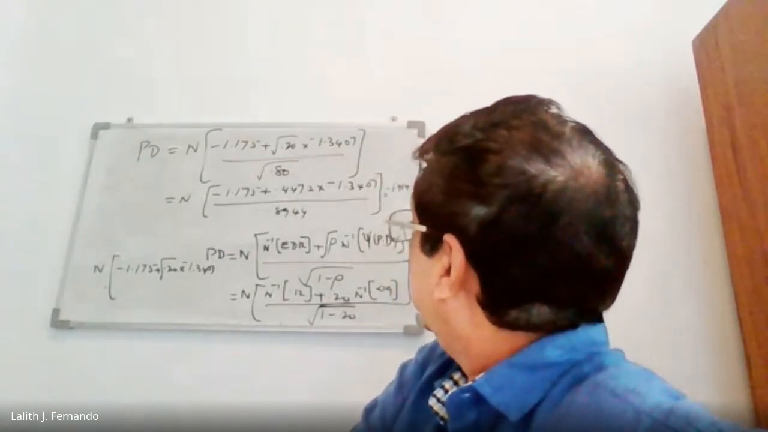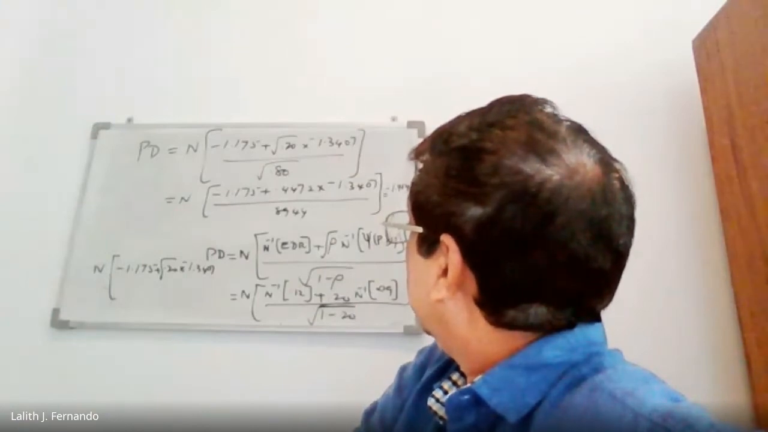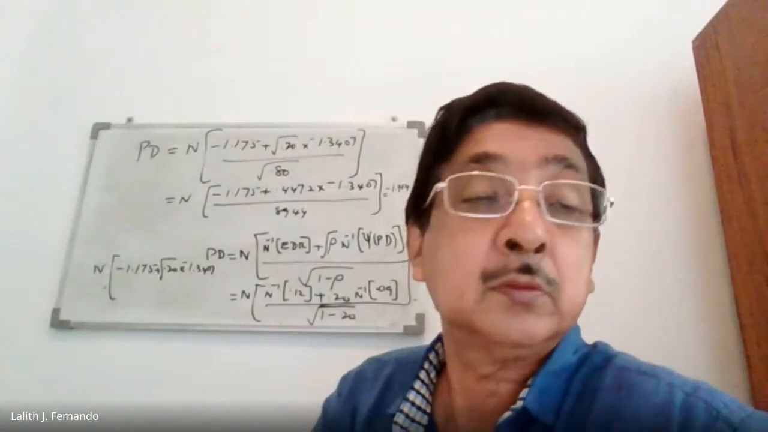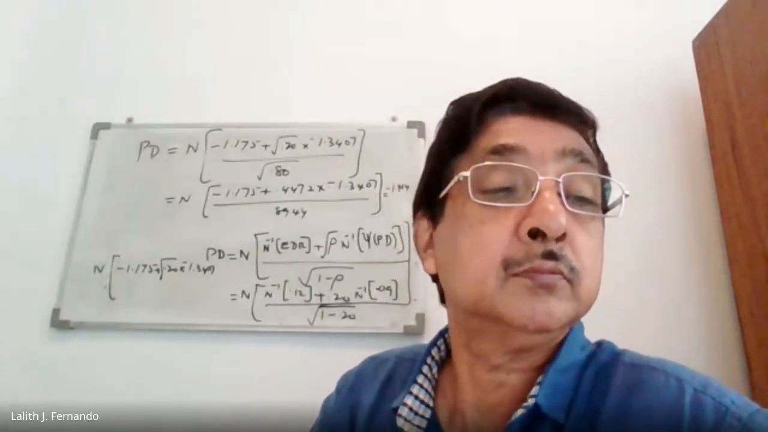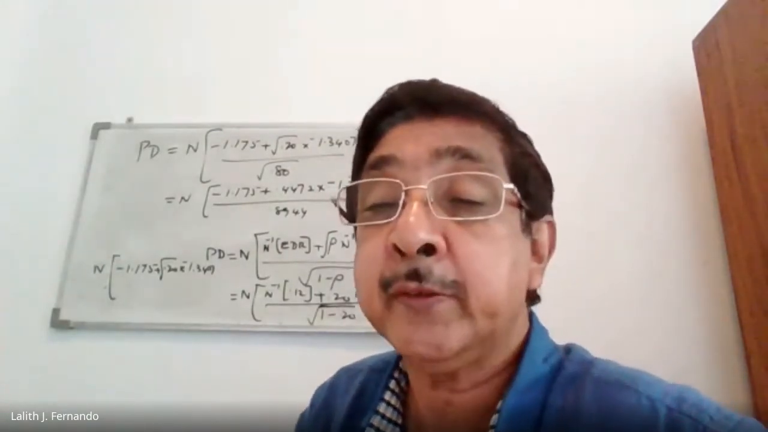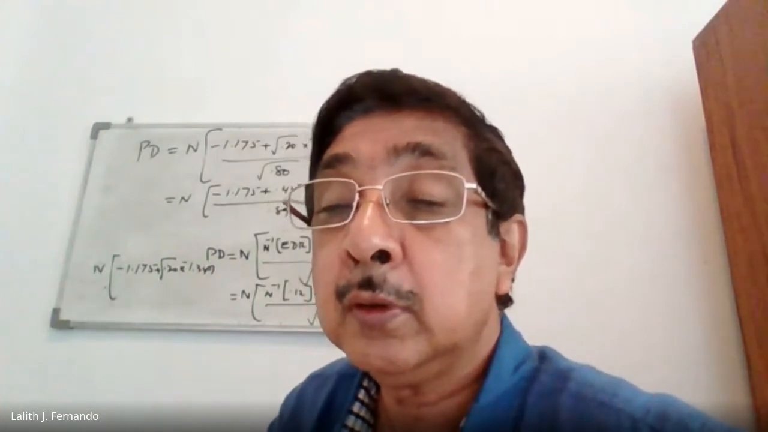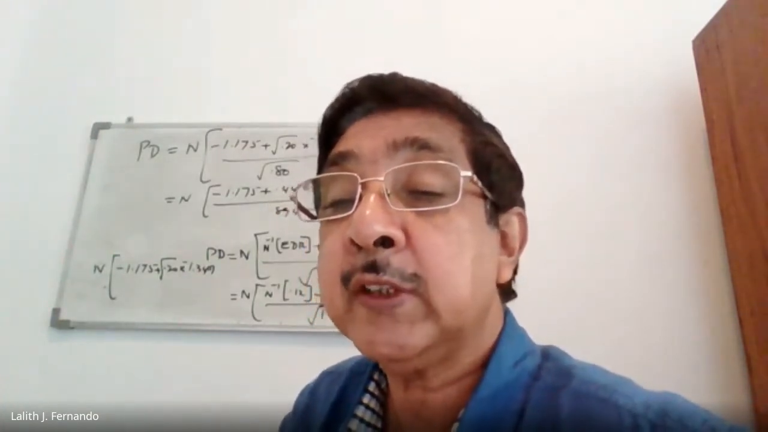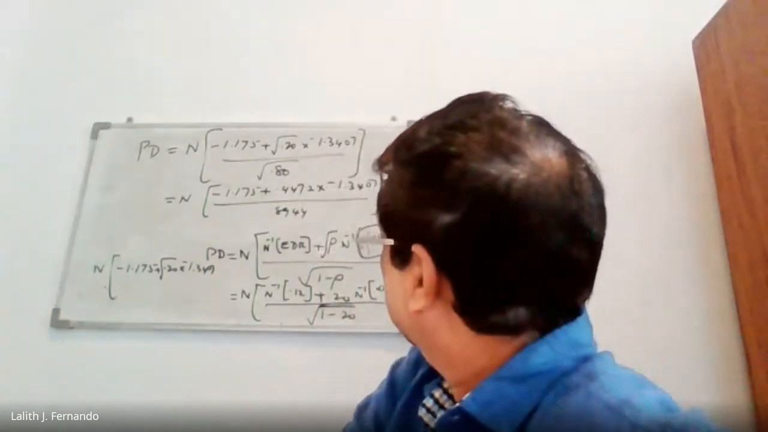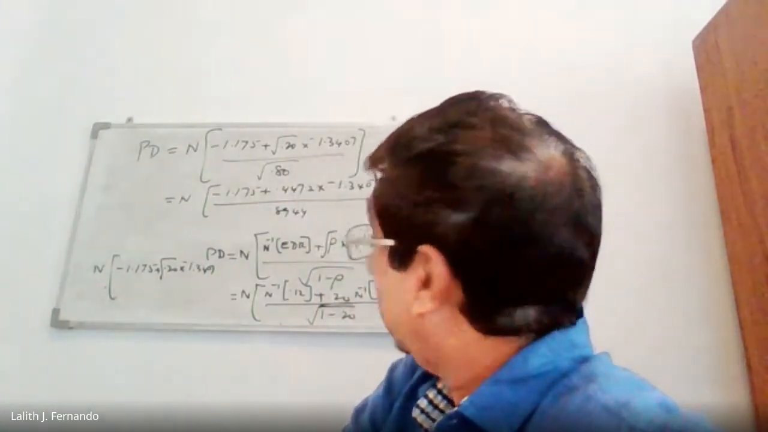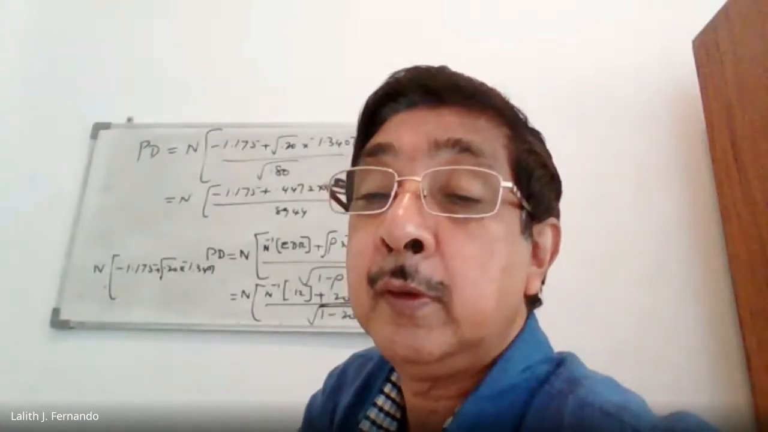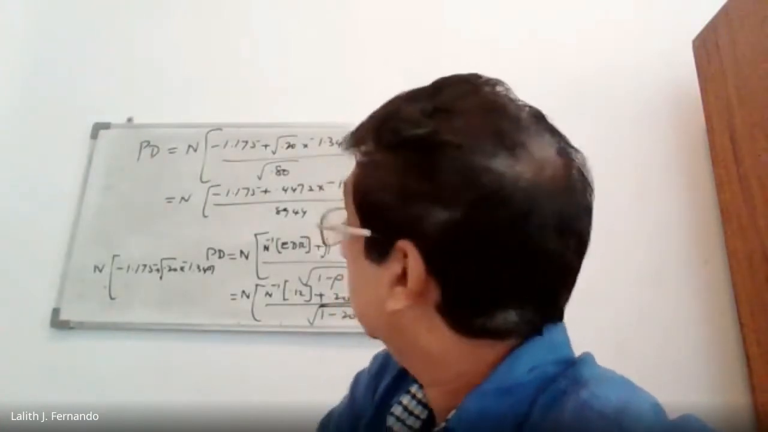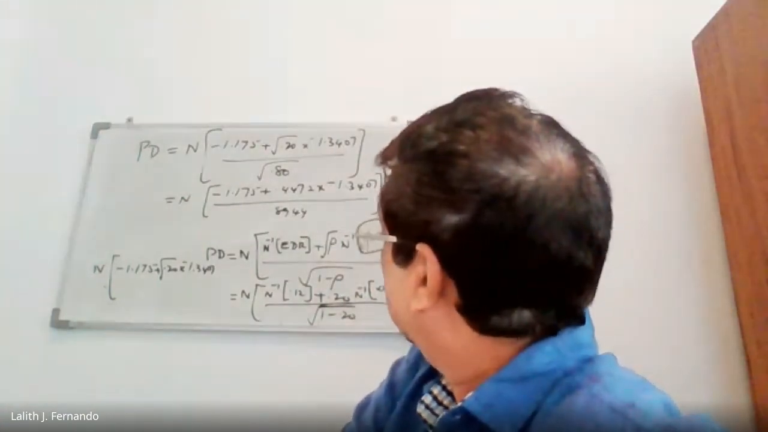So n of minus 1.984. Yes, what is the probability you get? Last, yes. Minus 1.3407. What is it? Here. Last 07. Okay.